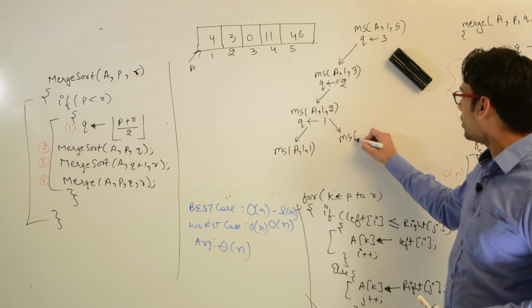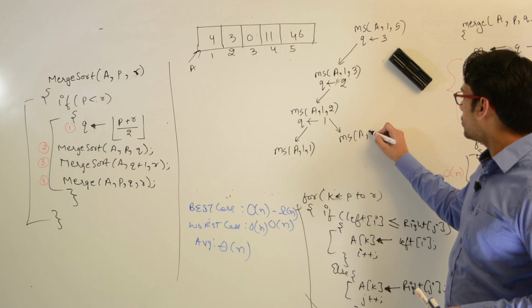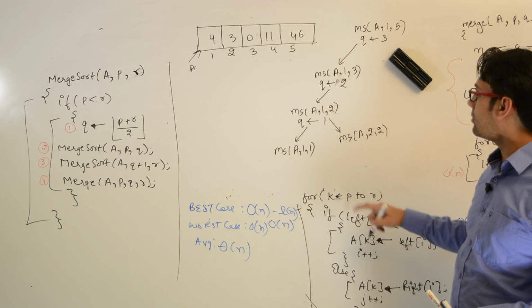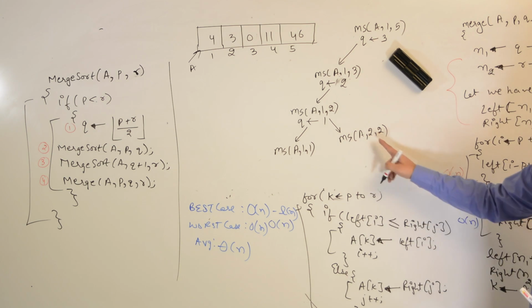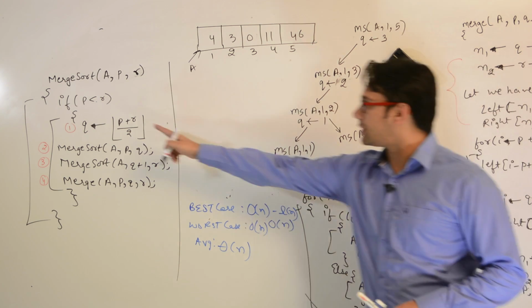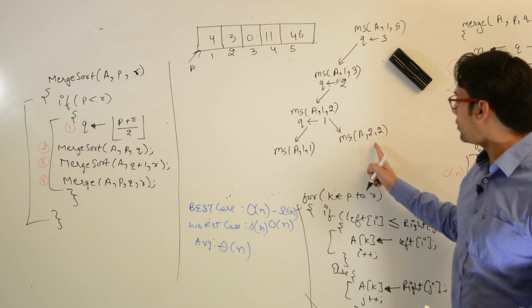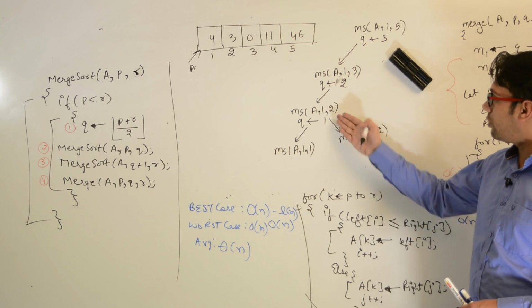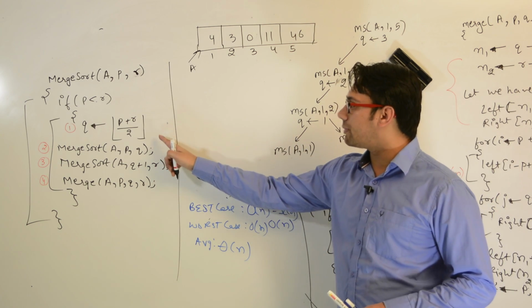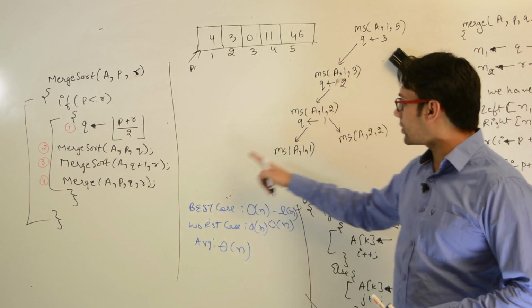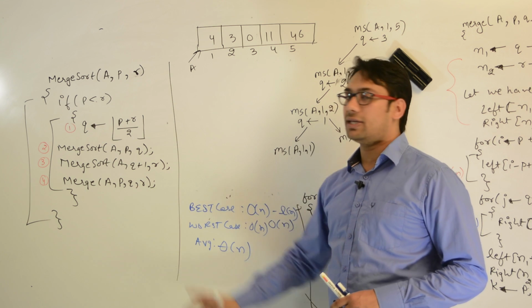We are going to call merge sort A, 2 comma 2, because it is Q plus 1 to R. So if you see, this 2 is not less than 2, because the first condition is P is less than R. So the condition is failed. So we'll go back to the previous case. Again here we have executed line number 1, 2 and 3. So we are going to execute line number 4, which is merge A, P, Q, R.